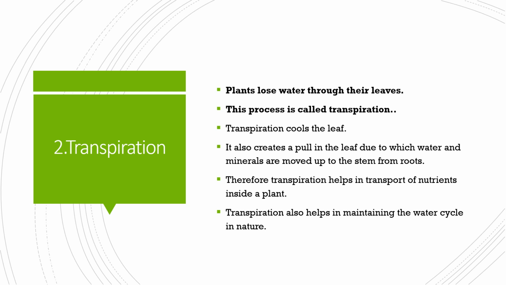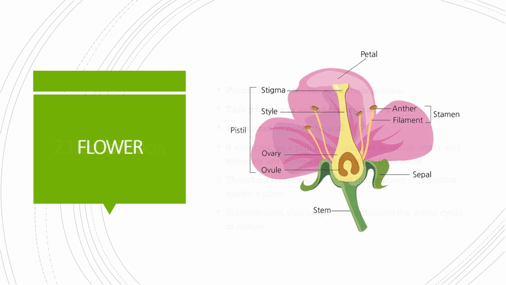Now, what is the function of transpiration? It cools the leaf, and also it creates pull in the leaf, due to which the water and the minerals are moved up to the stem from roots. So in this way, transpiration helps in the transport of nutrients in the plant, and also it helps to cool down the leaf. It also helps in maintaining the water cycle in nature.